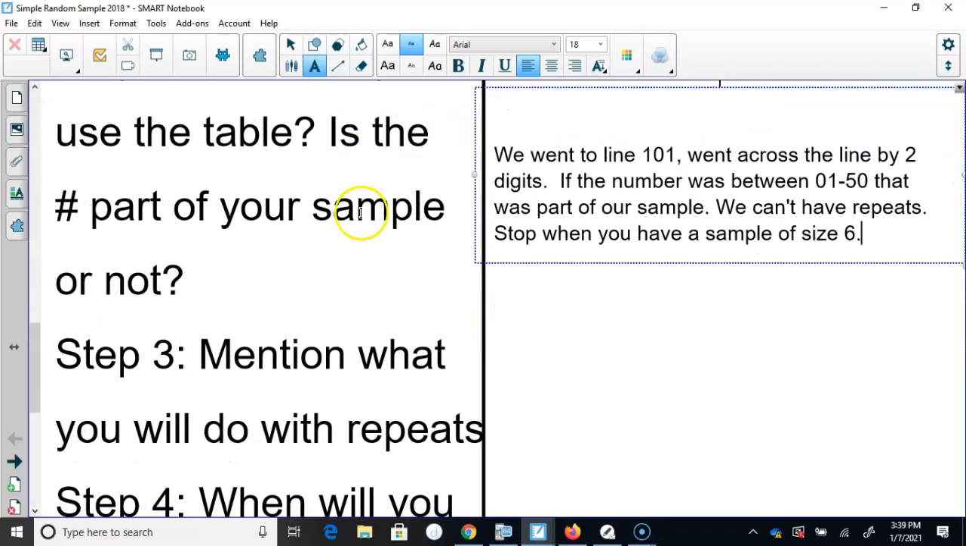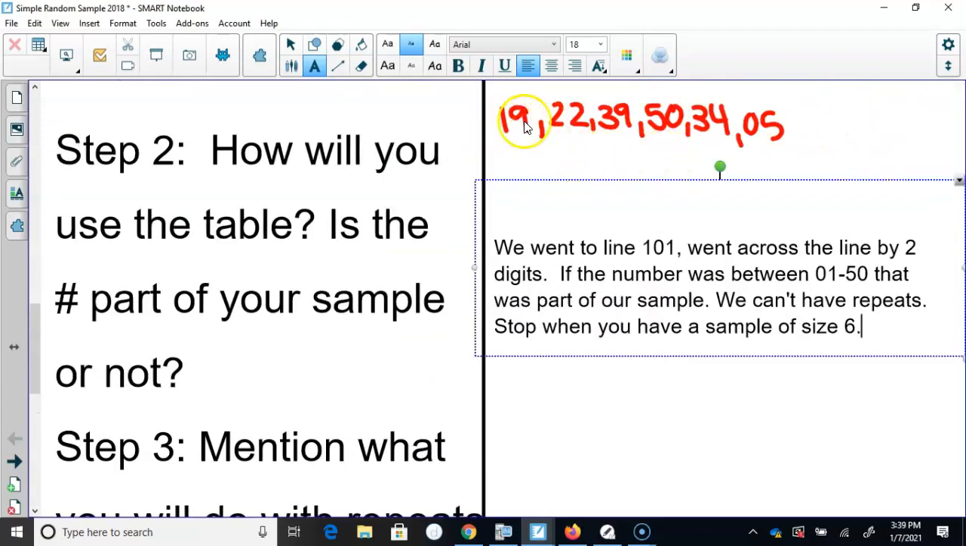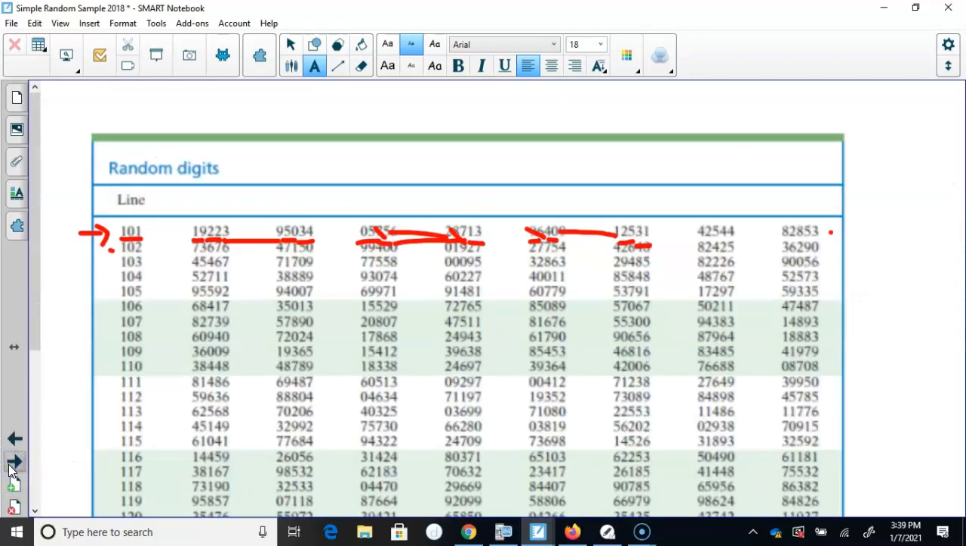And there we go, guys. What we just did here is, our sample is up here: 19, 22, 39, 50, 34, and 5. Okay? We just described how to do a simple random sample. Next, we're going to learn how to do a stratified random sample, and that is in our next notes.